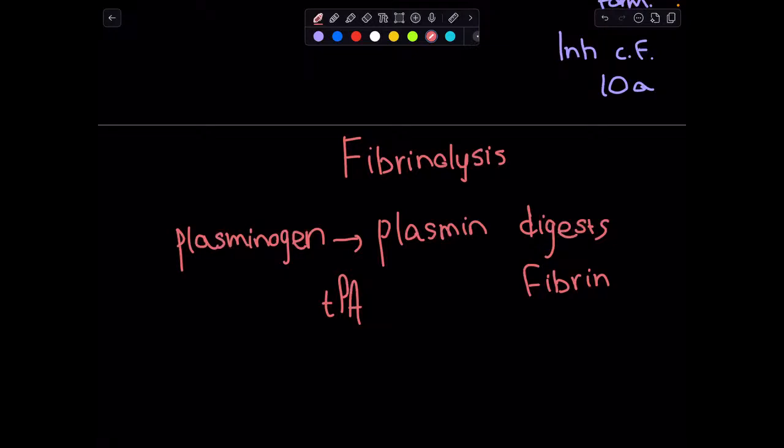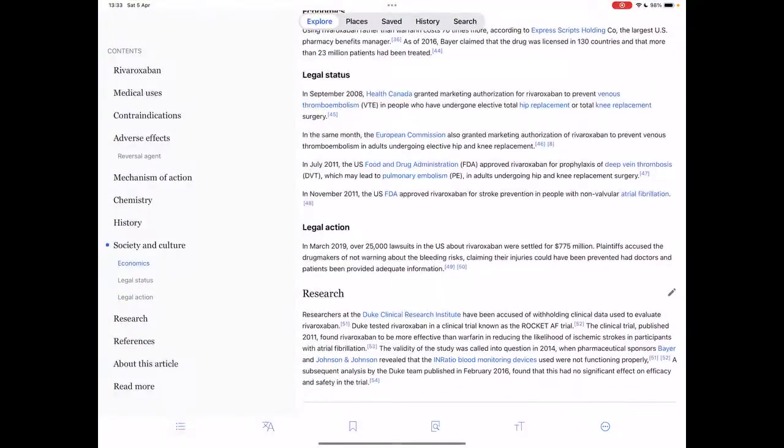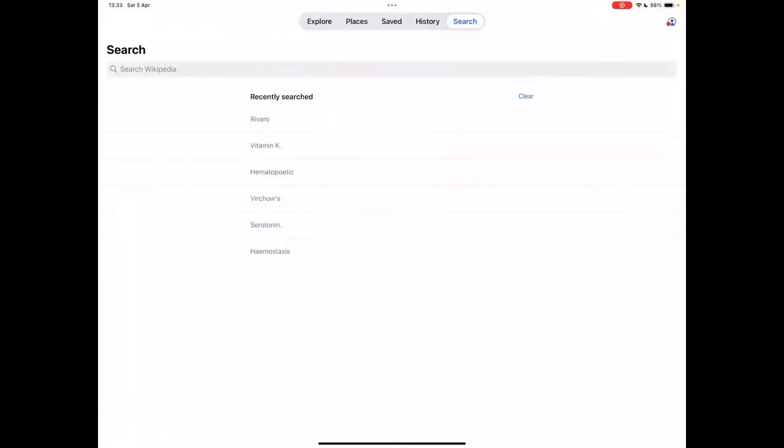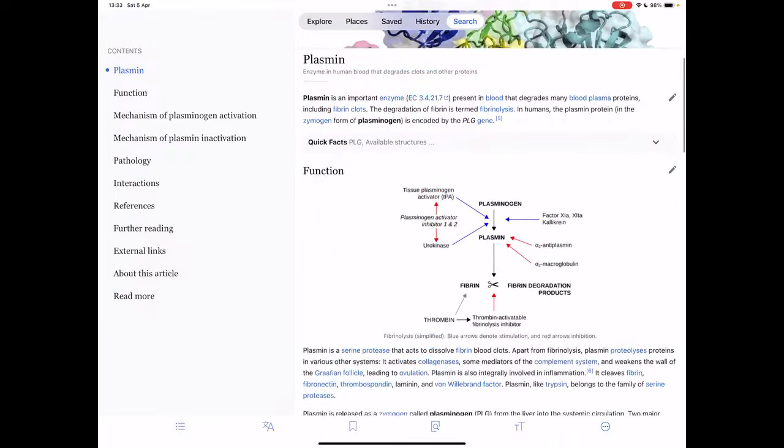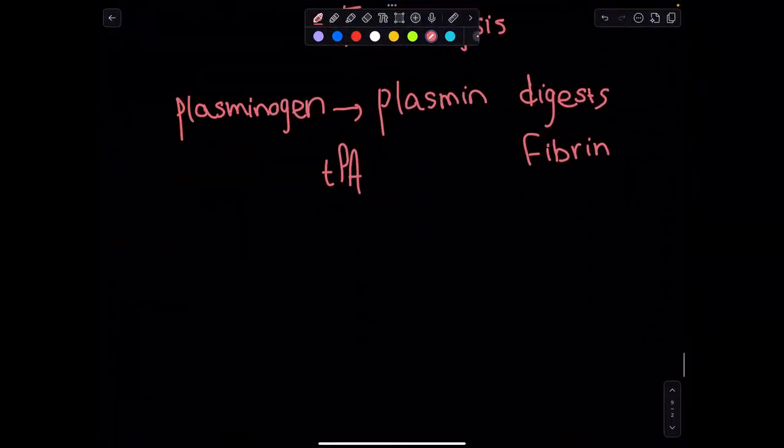Interesting. Okay. And we need TPA too, right? Yes, TPA is crucial because it activates plasminogen to plasmin, initiating fibrinolysis. Nice. Wow, we have inhibitors too. Yes, there are inhibitors like plasminogen activator inhibitor 1 that regulate this process, ensuring clot breakdown doesn't happen too quickly. So cool. It really is. The body's balance mechanisms are fascinating.